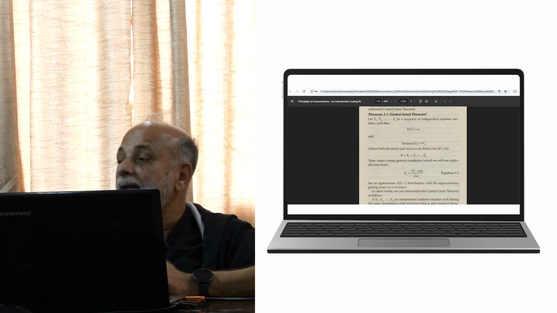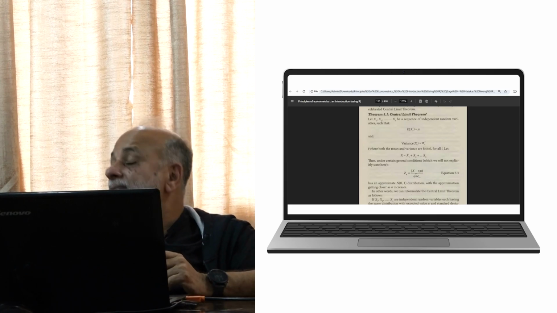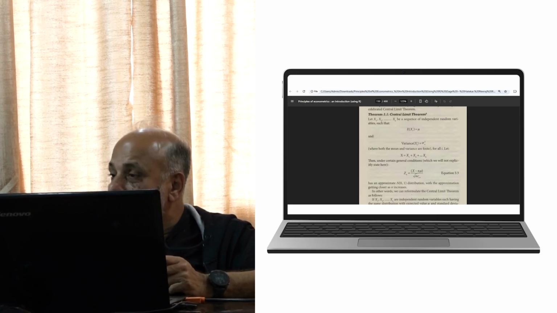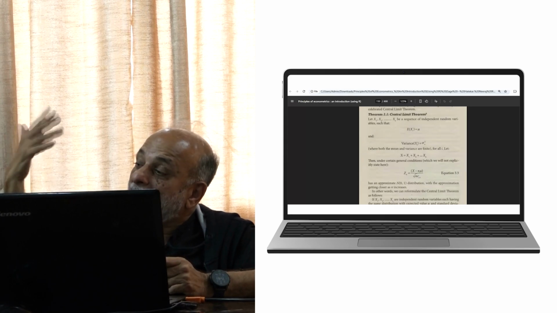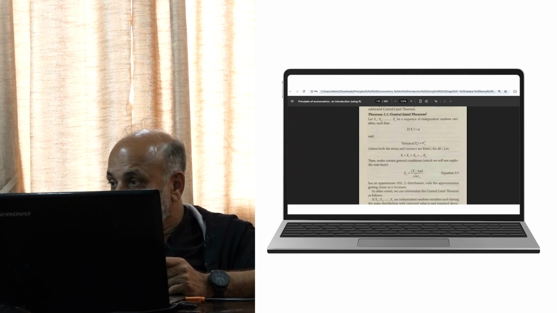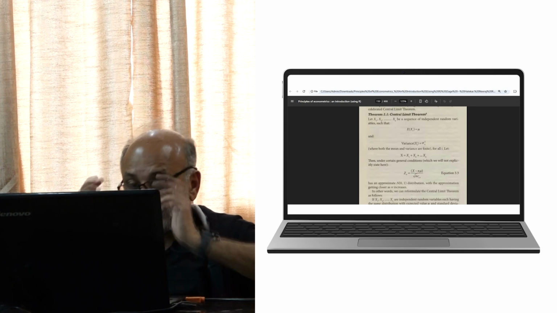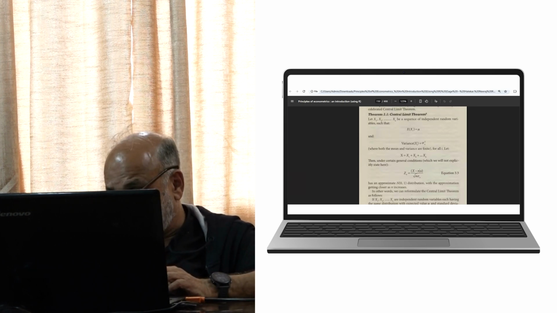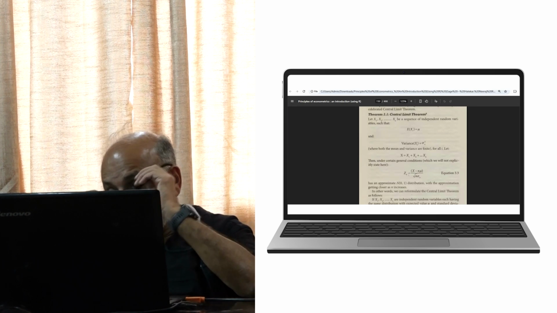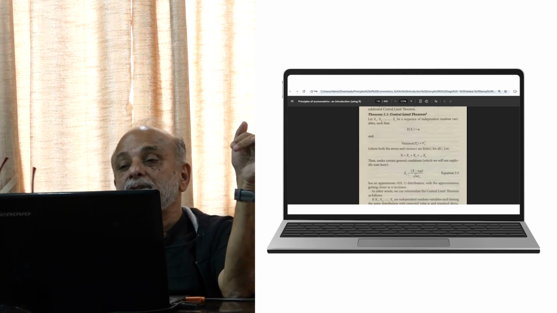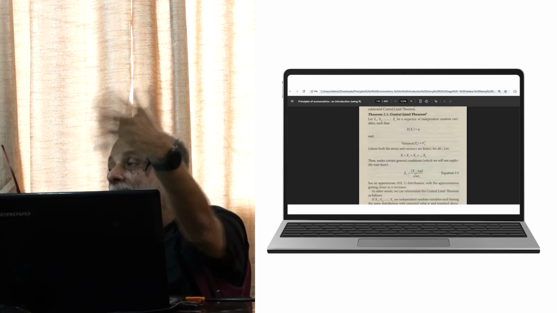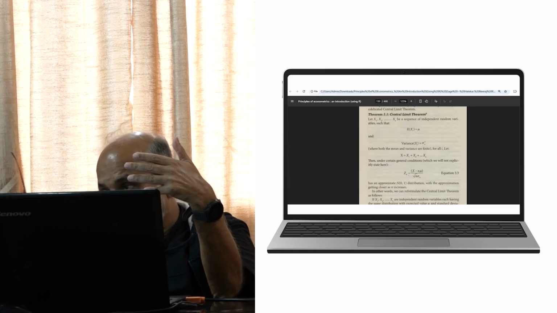Then this number, the theorem says, will have a standard normal distribution with mean 0, standard deviation 1, as the sample size becomes larger and larger. So as n becomes larger and larger, this Zn, its probability distribution will get closer and closer to the standard normal distribution.